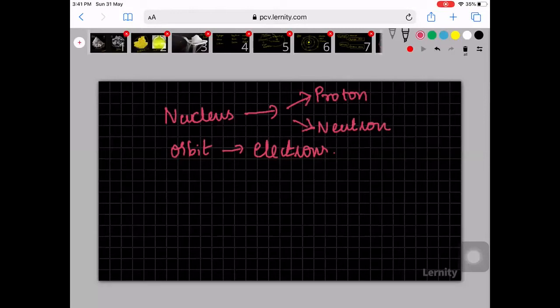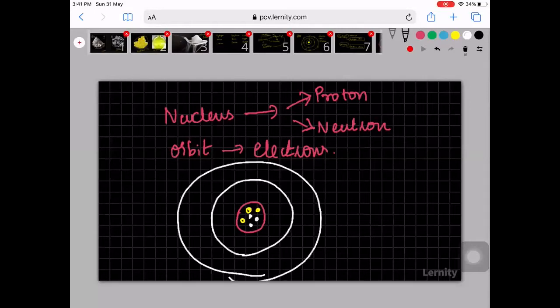Inside the nucleus, I have protons that I am representing in yellow color, and also neutrons that I am representing in white color. Clear? And surrounding that, I have my orbit. In that orbit, I take electrons in blue color. All atoms have protons, neutrons and electrons. Each has its own charge. The charge of a proton is positive, the charge of an electron is negative, and a neutron doesn't have any charge.